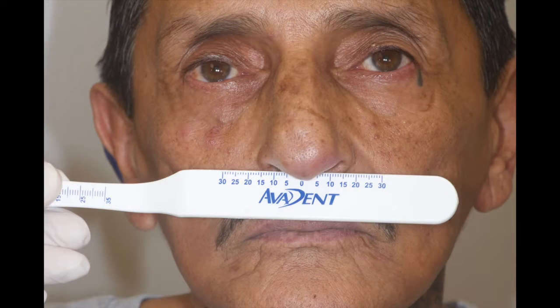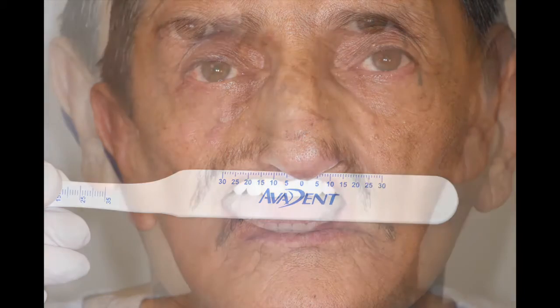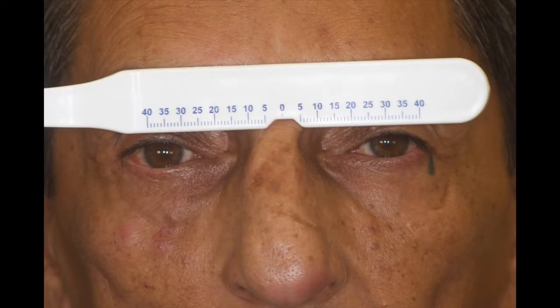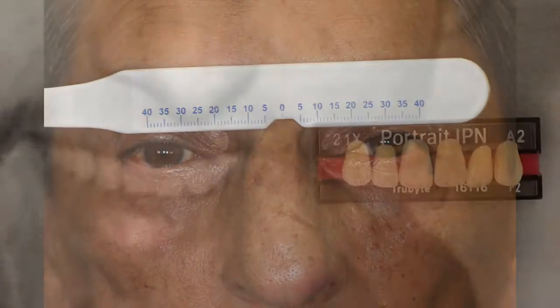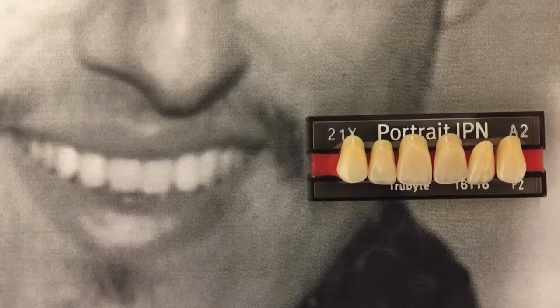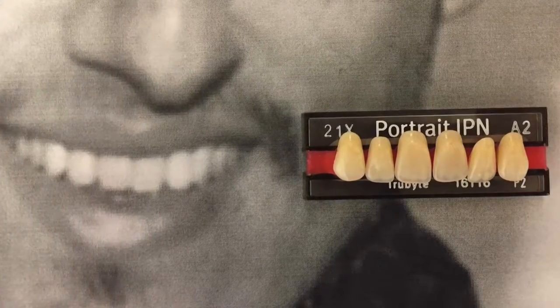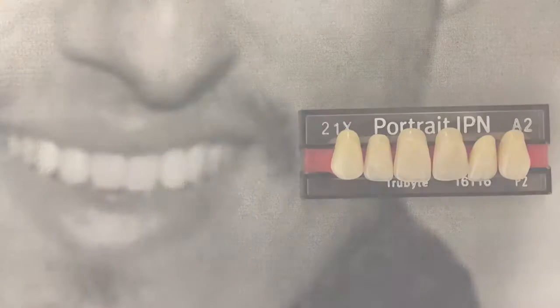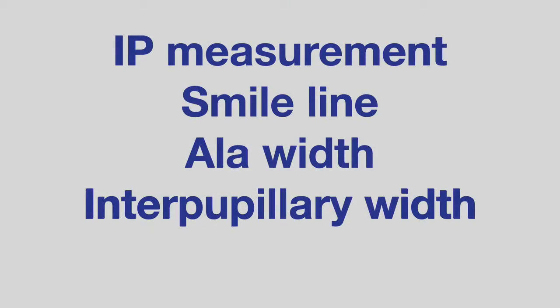Next, measure the width of the patient's nasal ala. This number will be used by AvaDent to approximate the position of the canines in the initial WTI setup. Finally, use the Papillameter to measure the interpupillary width. This measurement can be combined with photos supplied by the patient to determine the size and form of the patient's natural maxillary anterior teeth. Record these numbers and supply them to the laboratory for use as they fabricate your WTI.